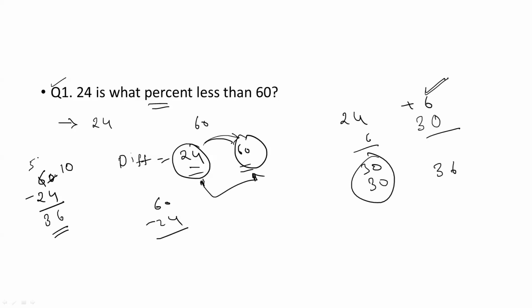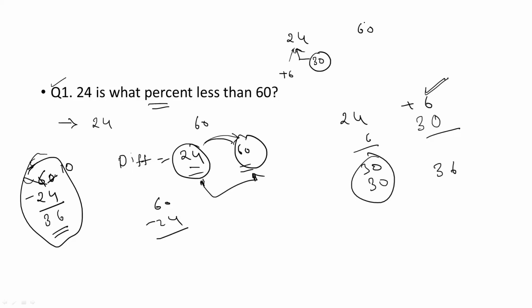But instead of doing all this, for subtraction, you have this 24 and you have this 60. My first aim should be to make this 24 a whole number. By adding 6 to 24, I can make it 30. Yes or no?